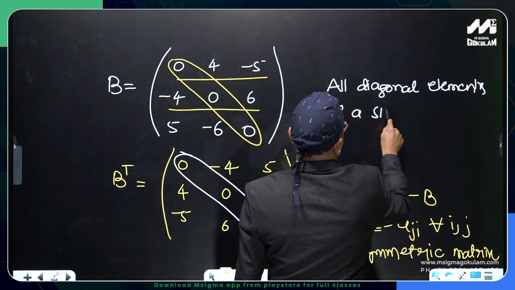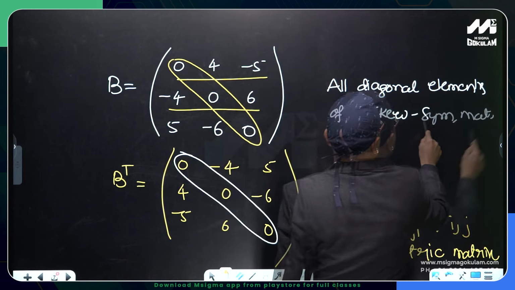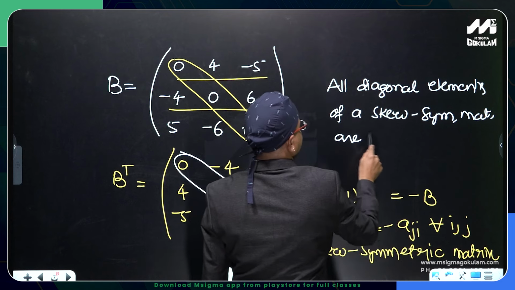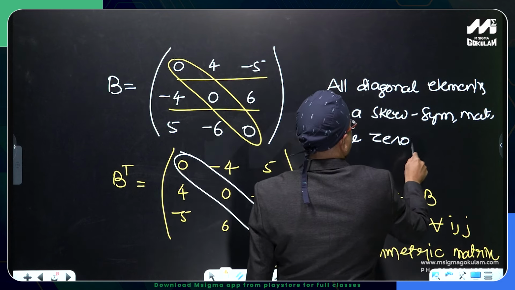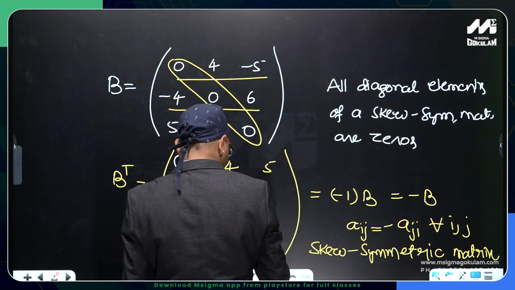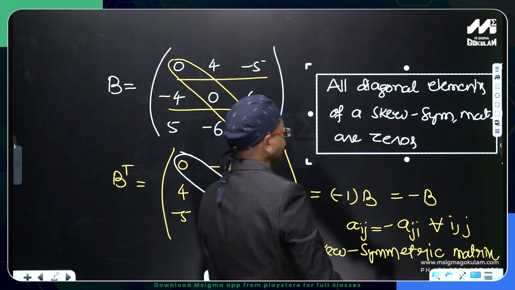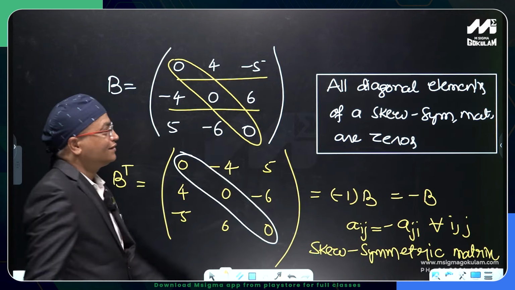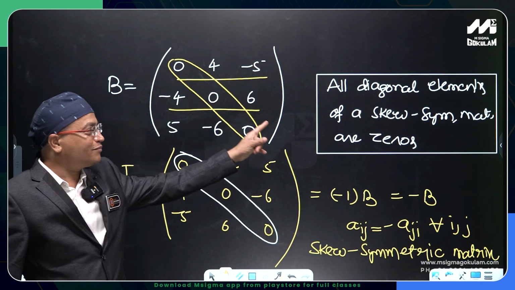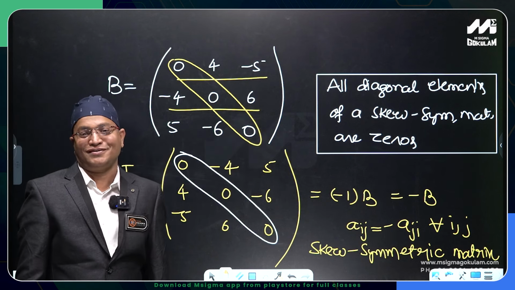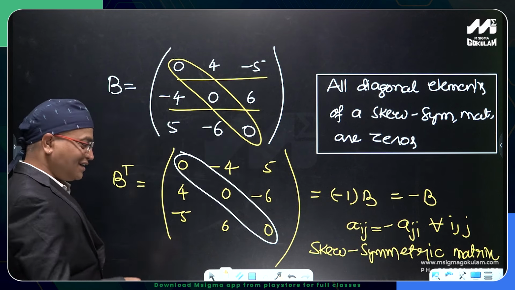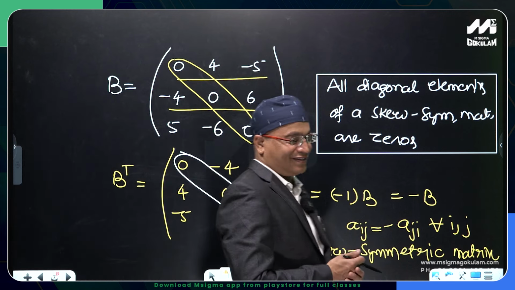All diagonal elements of a skew symmetric matrix are zeros. It is compulsory. Please don't forget. All diagonal elements of a skew symmetric matrix are zeros. So, these are all basic types of matrices.